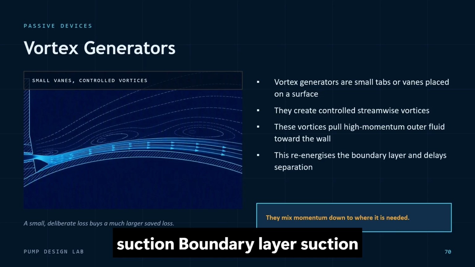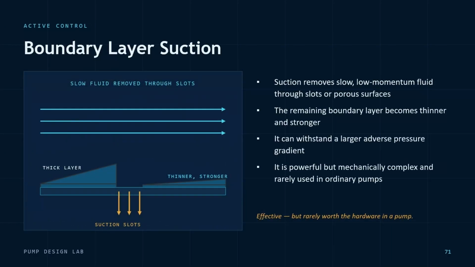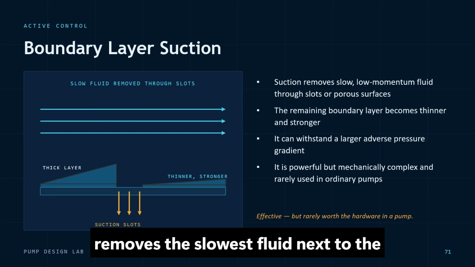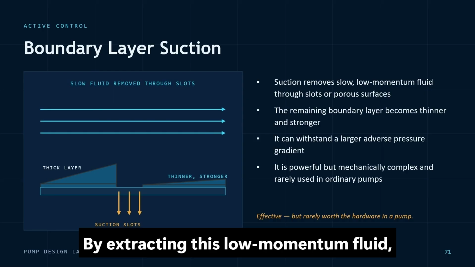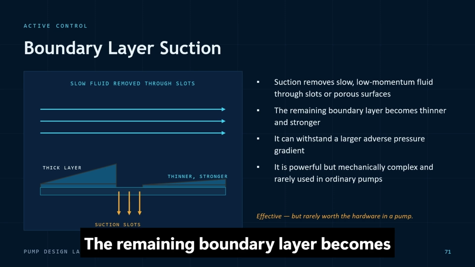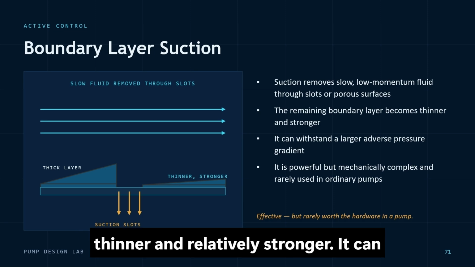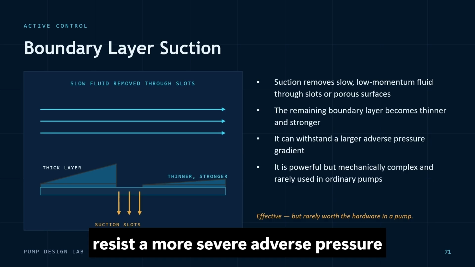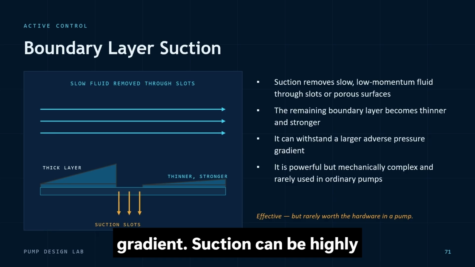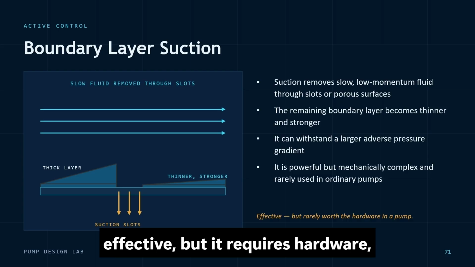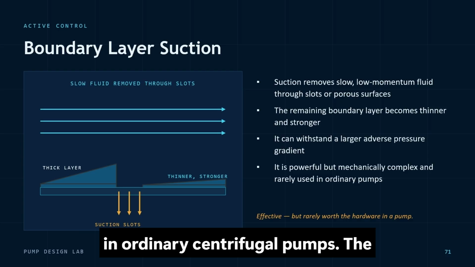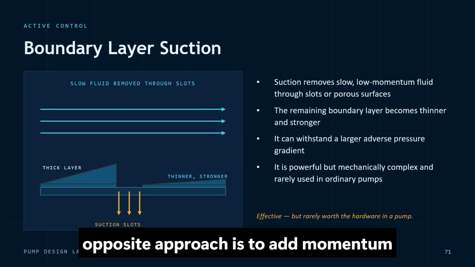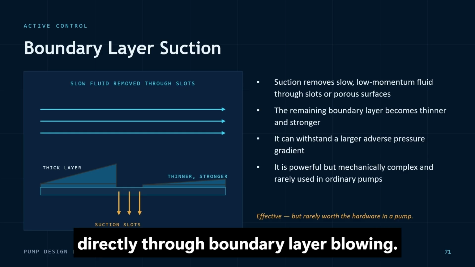Boundary layer suction. Boundary layer suction removes the slowest fluid next to the wall through slots or porous surfaces. By extracting this low-momentum fluid, the remaining boundary layer becomes thinner and relatively stronger. It can resist a more severe adverse pressure gradient. Suction can be highly effective, but it requires hardware, ducting, and power, so it is not common in ordinary centrifugal pumps. The opposite approach is to add momentum directly through boundary layer blowing.